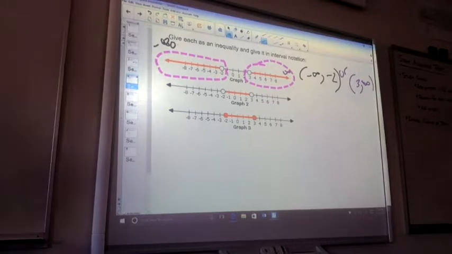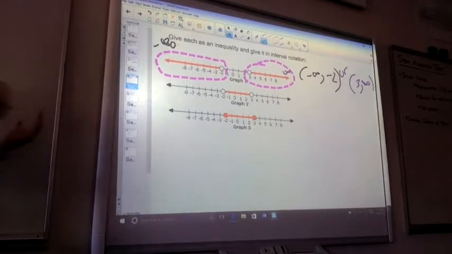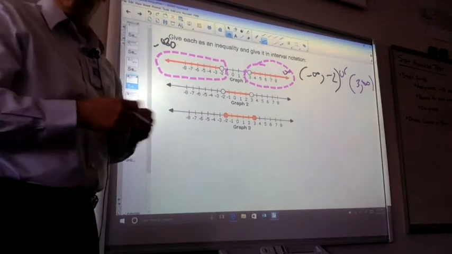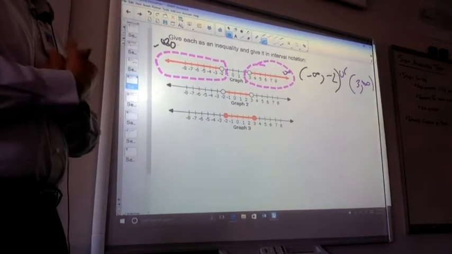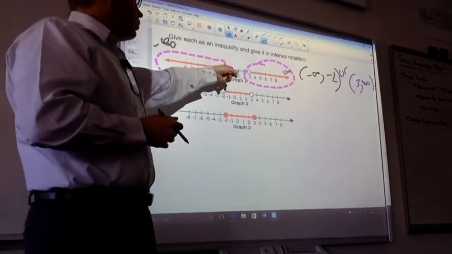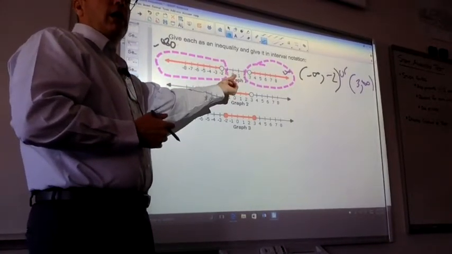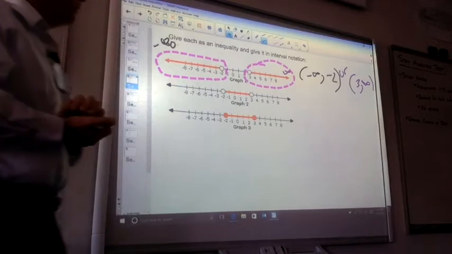So our graph that's represented up here goes from negative infinity up to negative 2. Does not include negative 2, but it goes up to it real close. Or it goes from 3 to infinity. And we know it's OR because it's shading away from each other. It's not coming together. We don't have an overlap of the shading.